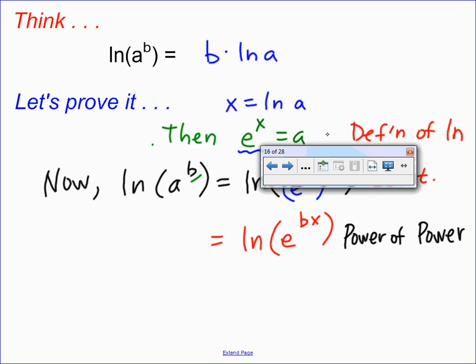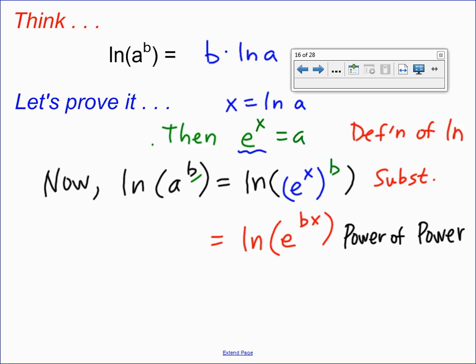And ln of e to the bx, again, we could grab my exponent and bring it down in front, but we better not do that. We could do definition of ln and it would be better. We don't want to use our own property to prove our own property. So now we'll do definition of ln, and that's why I chose it last time.